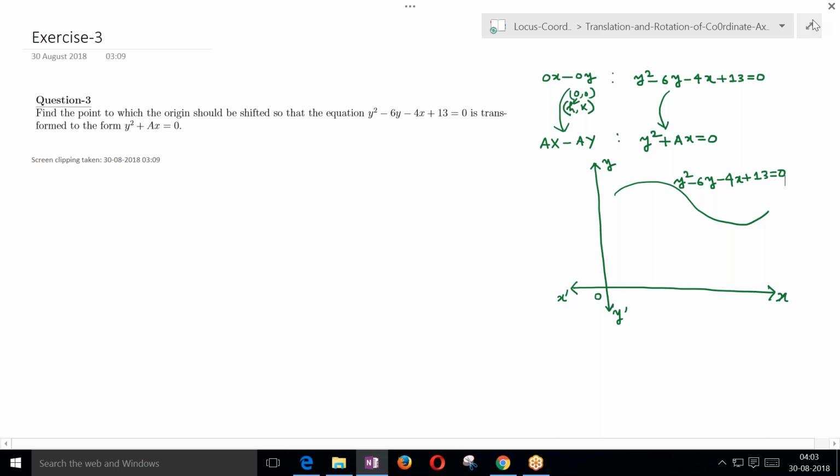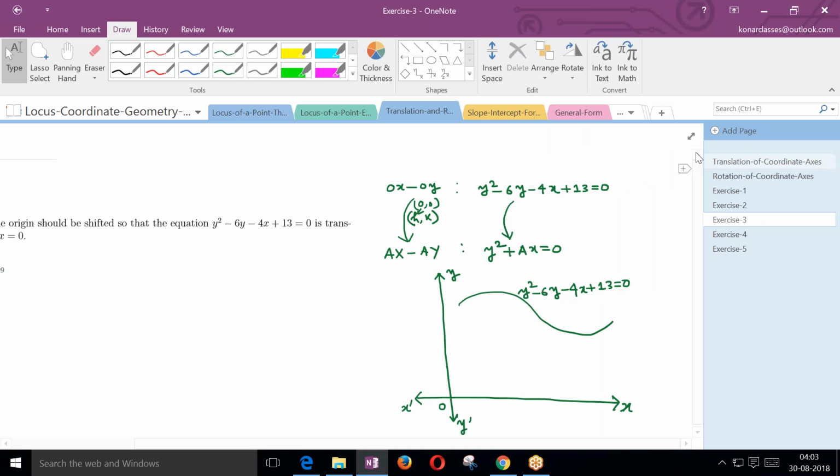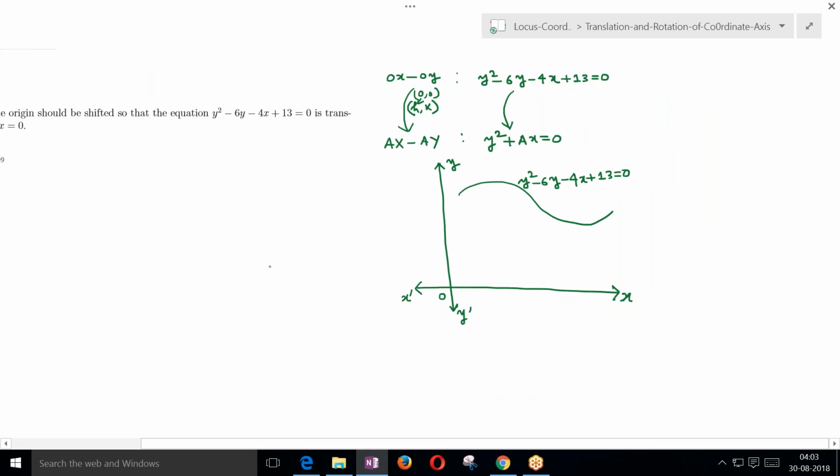Now it has been shifted from Oxy to, let me use a different color pen, another point. For the sake of simplicity, let's assume it has been shifted to this one. That is our capital X, capital X dash, and capital Y dash, this is capital Y, and this is the point A. That means the origin is shifted from (0, 0) to the point (h, k).